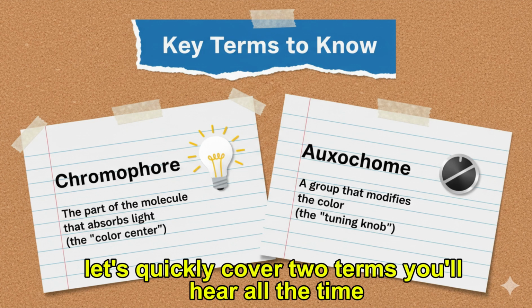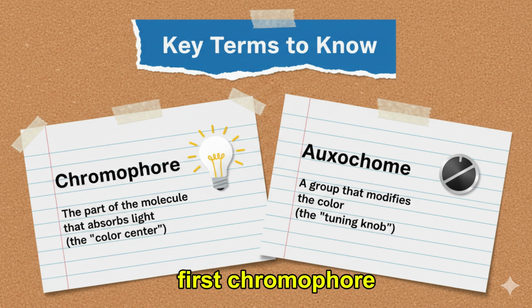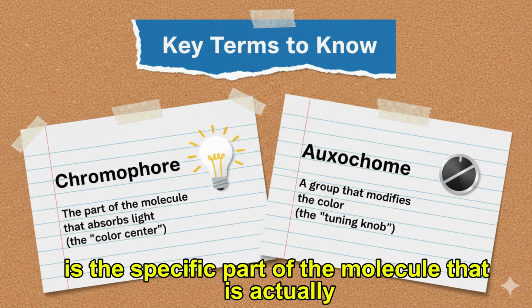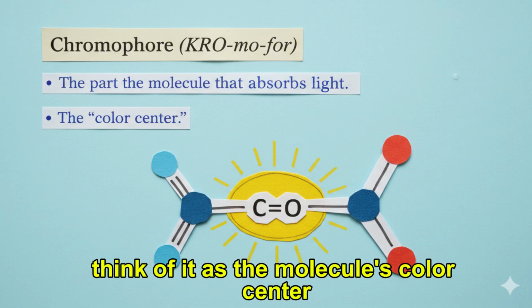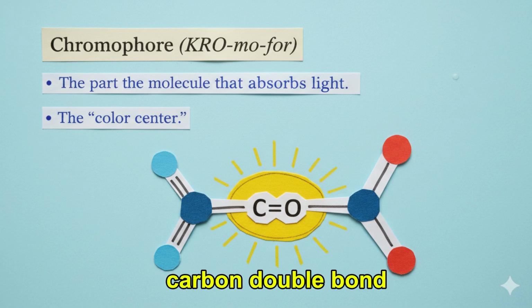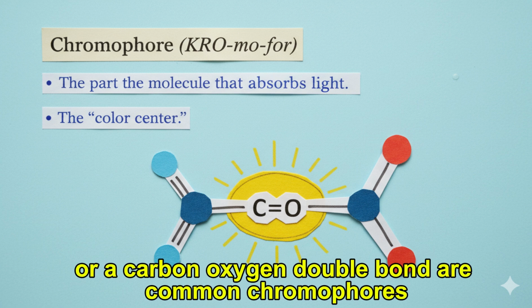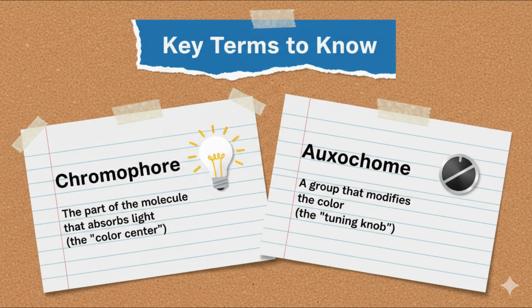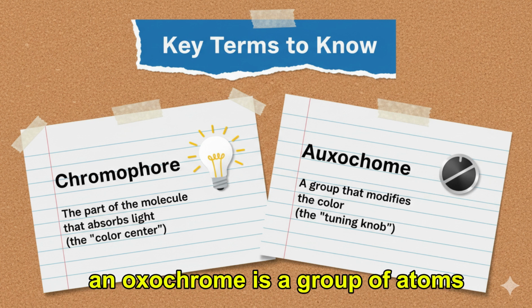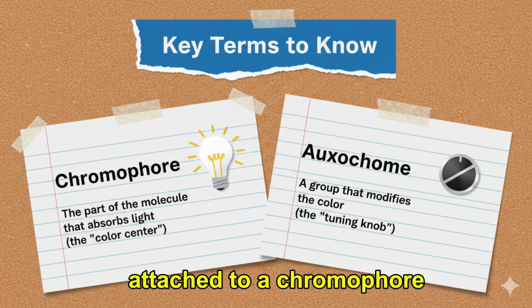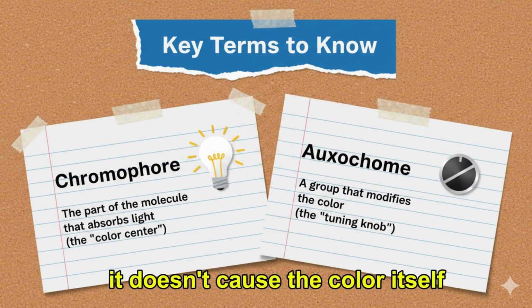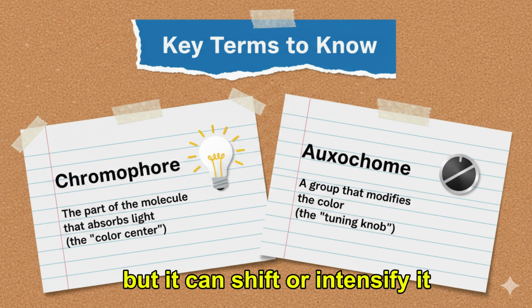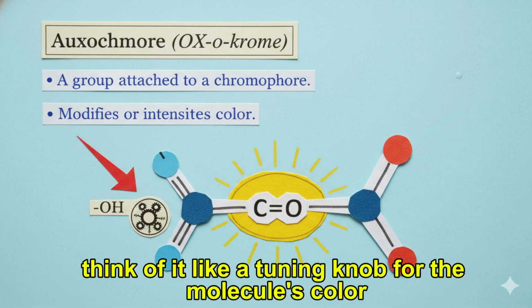Let's quickly cover two terms you'll hear all the time. First, chromophore. The chromophore is the specific part of the molecule that is actually responsible for absorbing the light. Think of it as the molecule's color center. For example, a carbon-carbon double bond or a carbon-oxygen double bond are common chromophores. Next, we have an auxochrome. An auxochrome is a group of atoms attached to a chromophore which modifies its ability to absorb light. It doesn't cause the color itself, but it can shift or intensify it. Think of it like a tuning knob for the molecule's color.